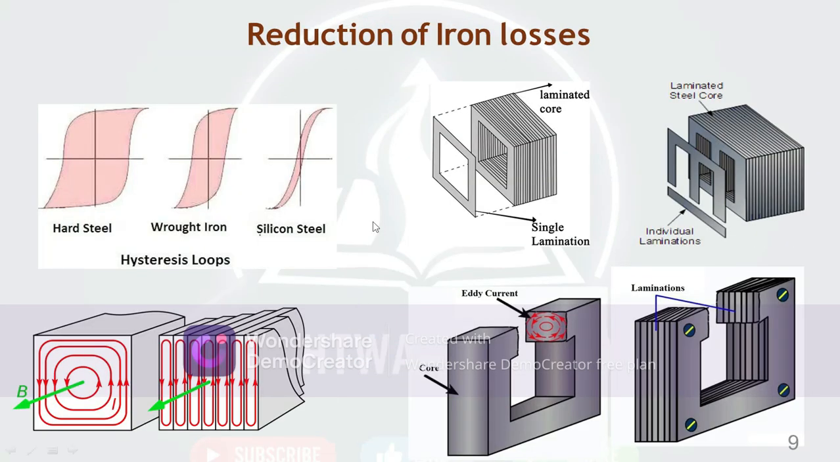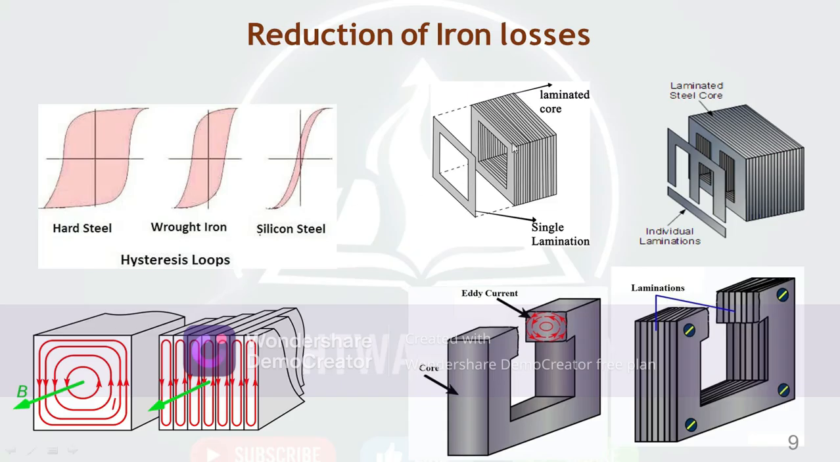So how are we going to reduce the iron losses? Here the types of loops are shown. We get a wide loop area in the hysteresis loop of hard steel. With wrought iron we get a loop like this, and with silicon steel we get a very smooth and very narrow loop. So silicon steel is very suitable for minimizing the hysteresis losses, so we use silicon steel material.